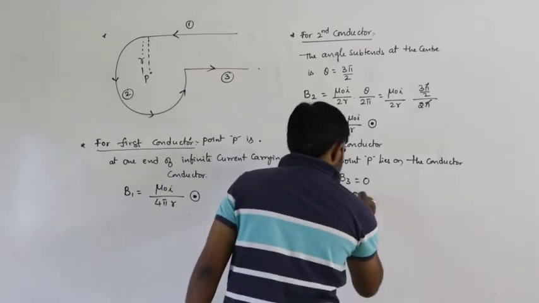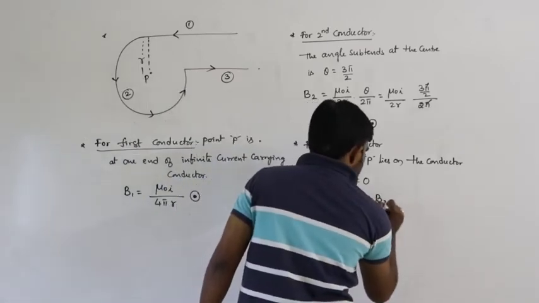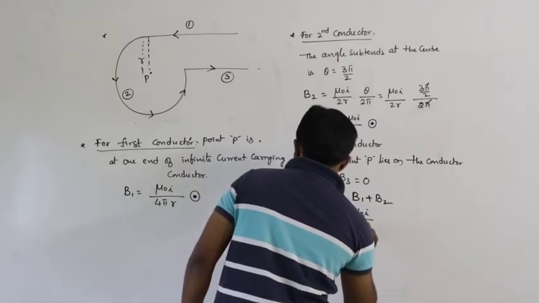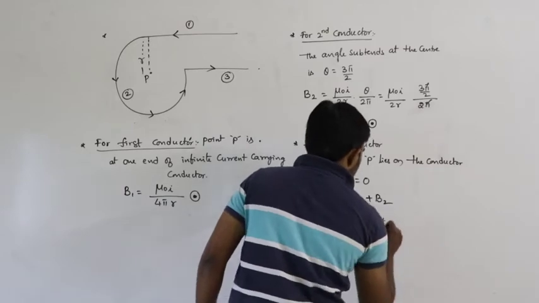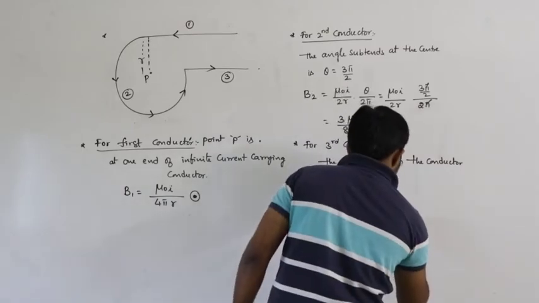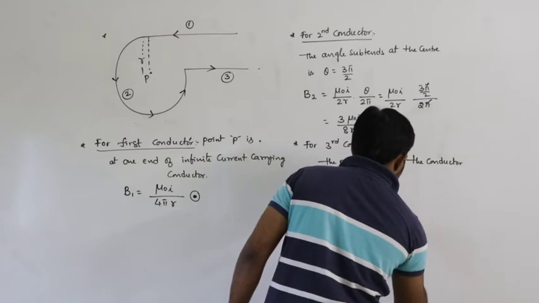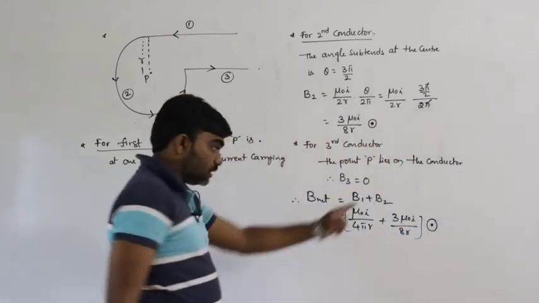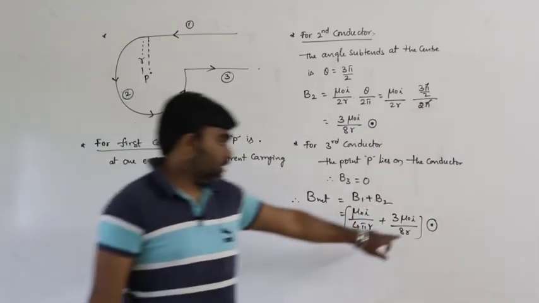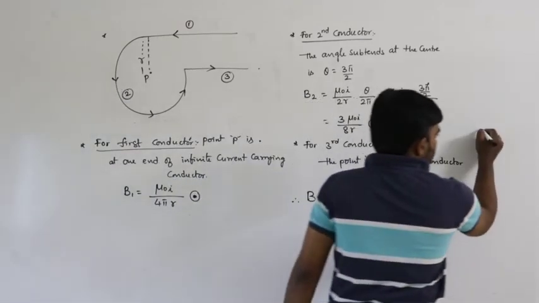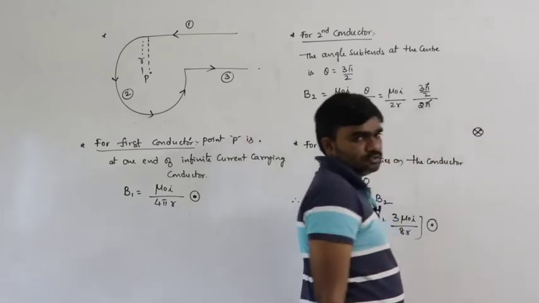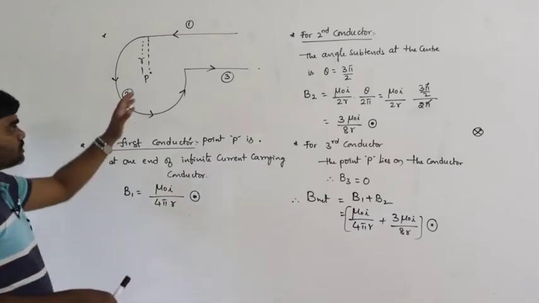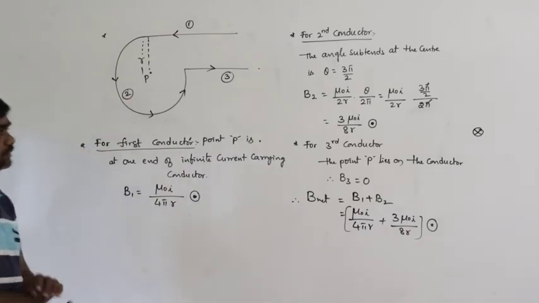So that's why it is B1 plus B2. B1 is, let us say, mu naught I by 4 pi R, plus B2, 3 mu naught I by 8 R. So the total magnetic field is outwards. The direction is also very important. This indicates outwards and the cross symbol indicates inwards. So this is outwards. This is the net magnetic field due to this shape of the conductor.